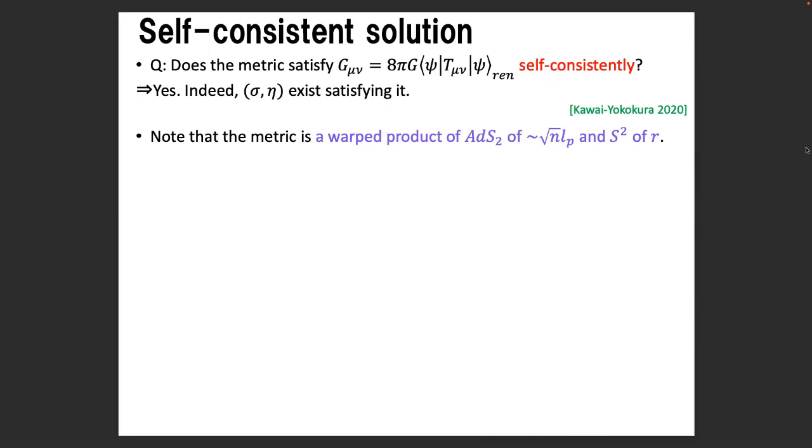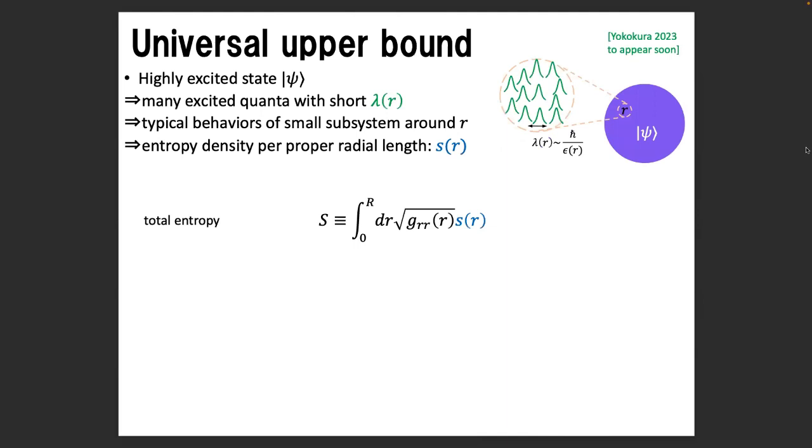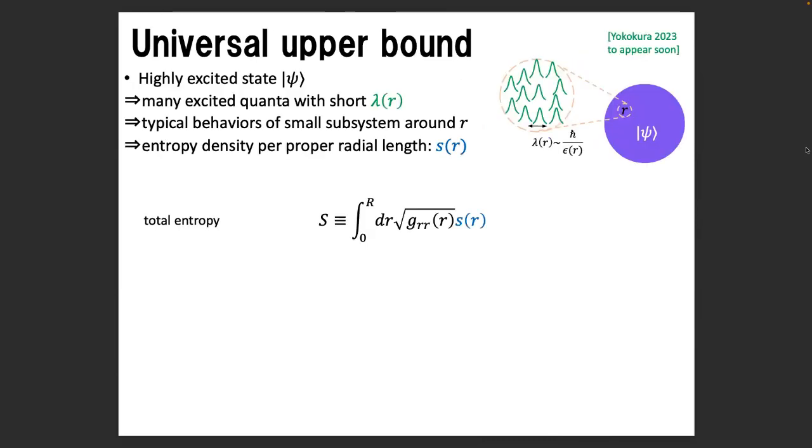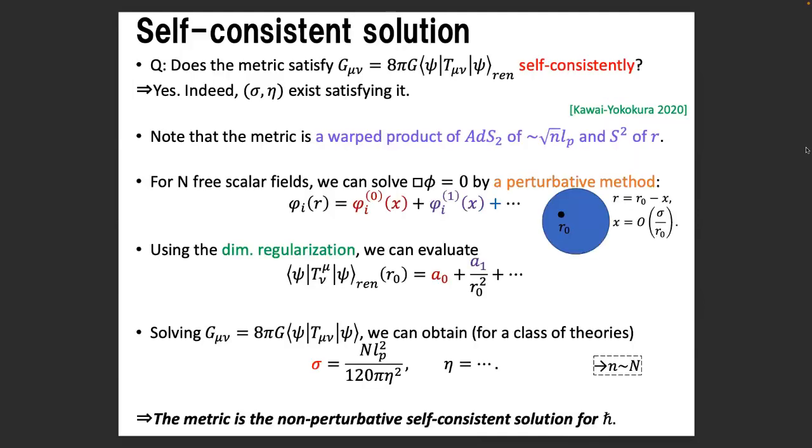Thanks to this highly symmetric structure, you can set up a program to evaluate the renormalized energy-momentum tensor in this way. You can evaluate the right-hand side and solve this equation. Then you get the self-consistent values of sigma and eta. Here, capital N is the number of scalar fields; as one example I used N equals 3. In this way, the metric is a non-perturbative solution.